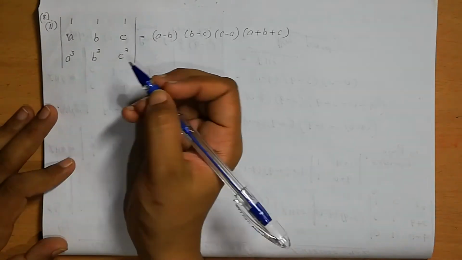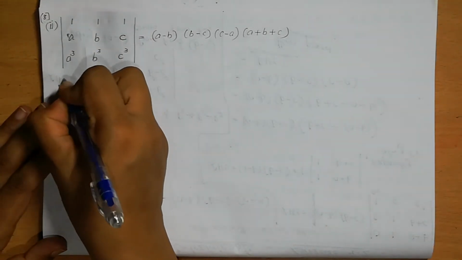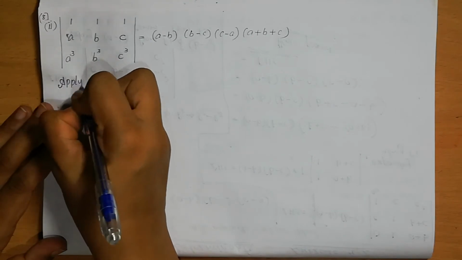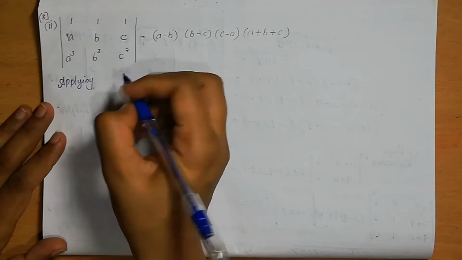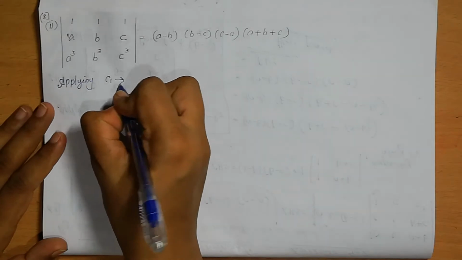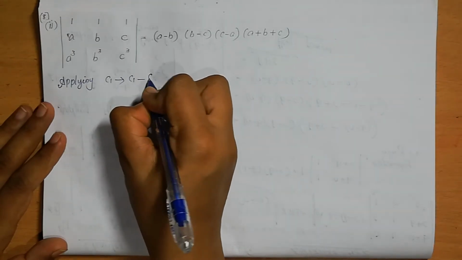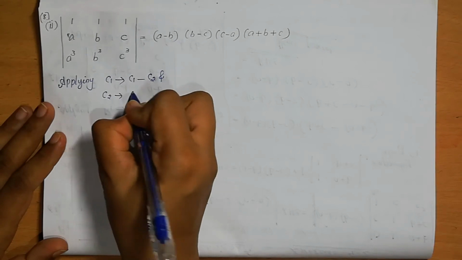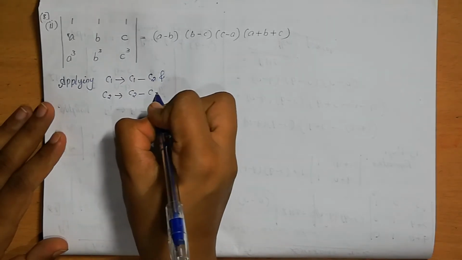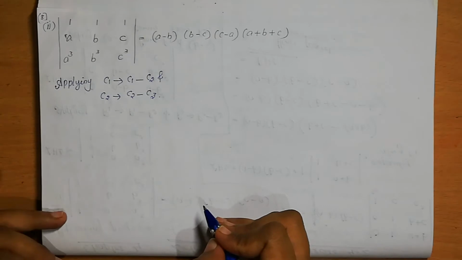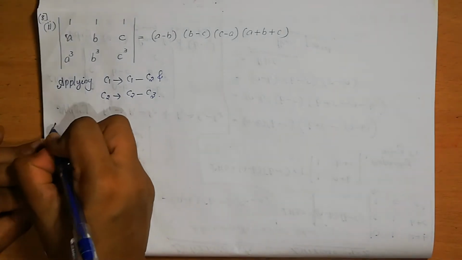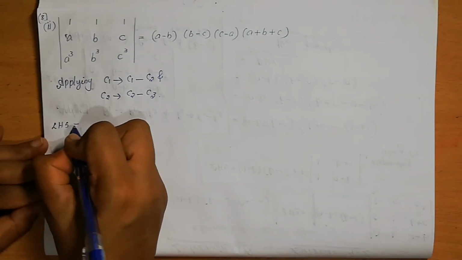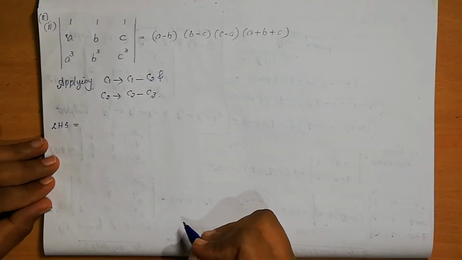So for the LHS, we apply C1 changing to C1 minus C2 and C2 changing to C2 minus C3. This is the first change we are applying. LHS means left-hand side, right? LHS equal to RHS, then only we can prove it.